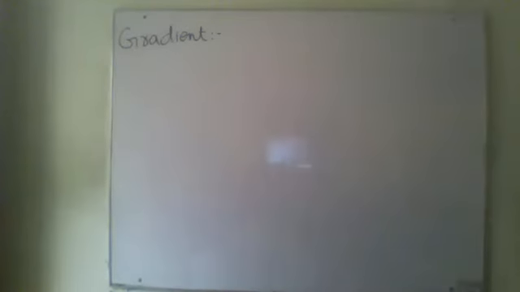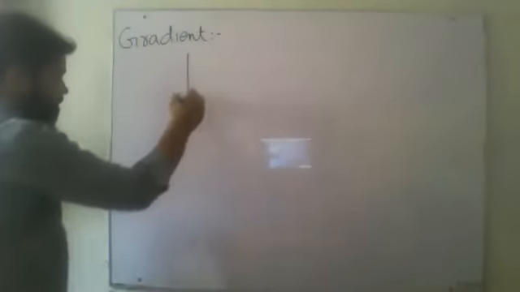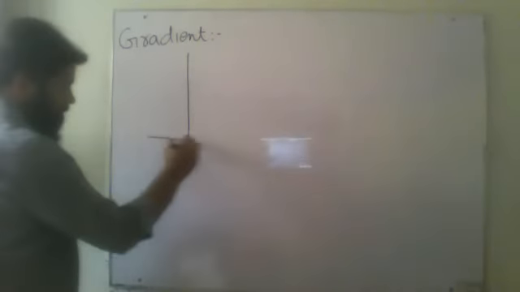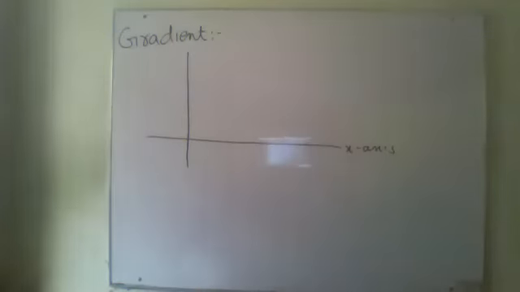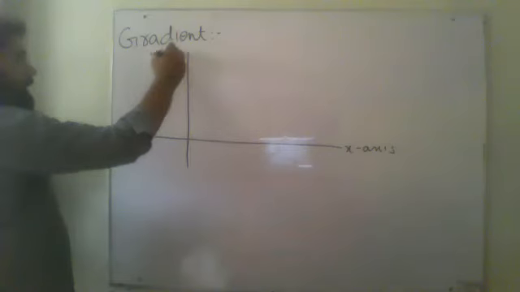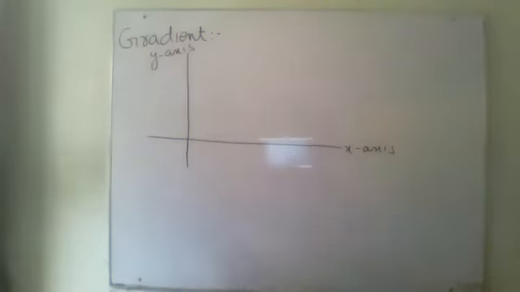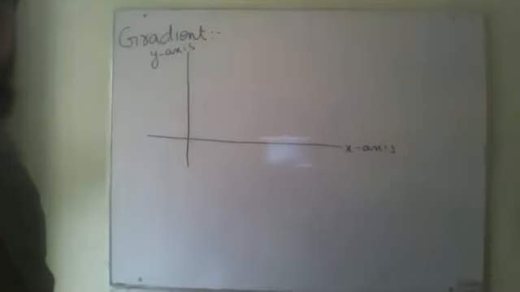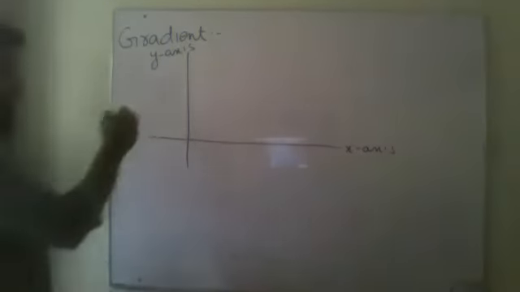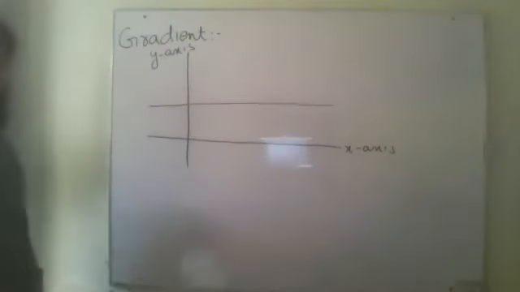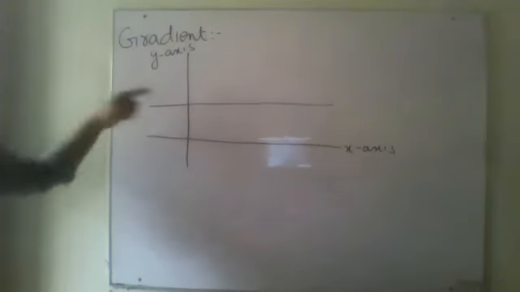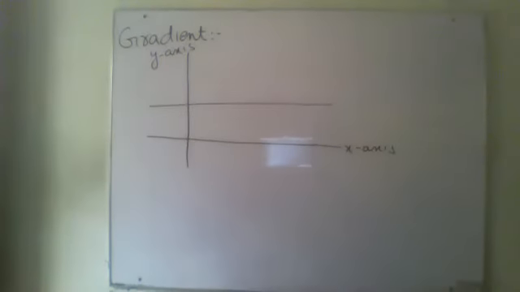Now, in gradient, for instance, we are drawing a line over here, beta. This is my x-axis. This is my y-axis. Okay, and I'm having a line which is going in this direction, which means it is parallel to x-axis.